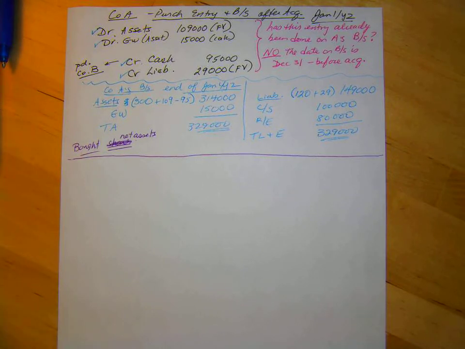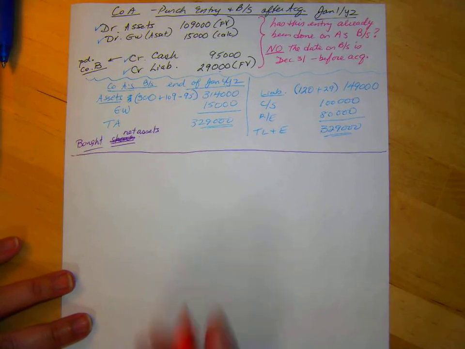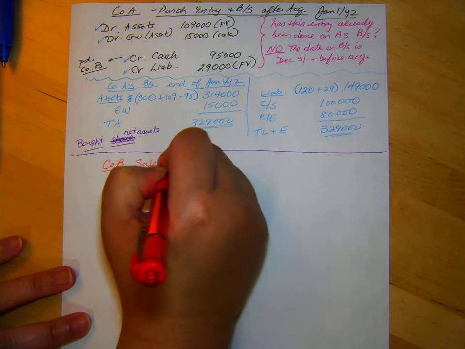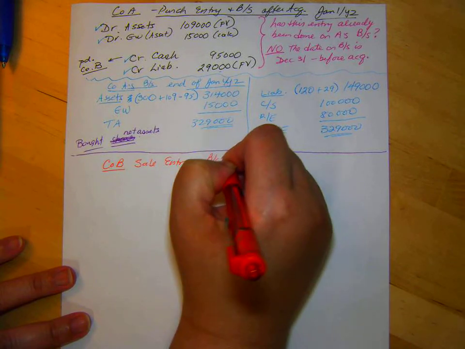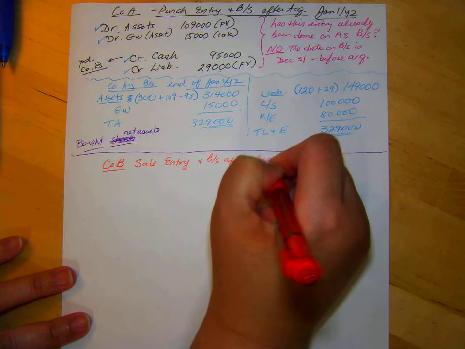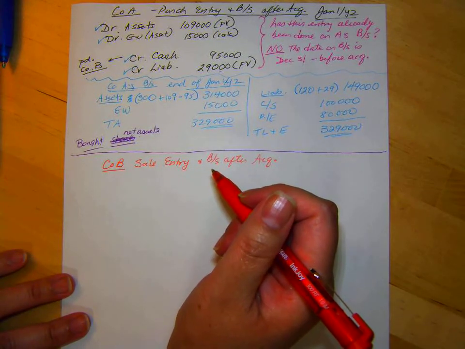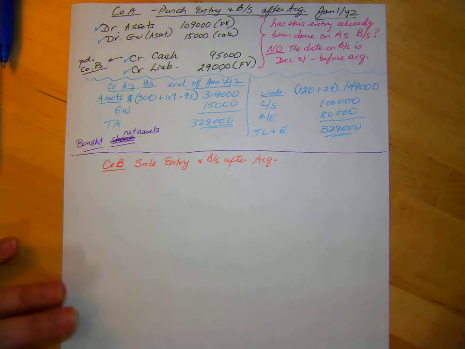Okay, now we have to do Company B, the sale entry and the balance sheet after acquisition. So, Company B, sale entry and balance sheet after acquisition. Okay, so pause it and do the sale entry for Company B. I'm just going to keep going, but you can pause it, try it, because you know how to do this.